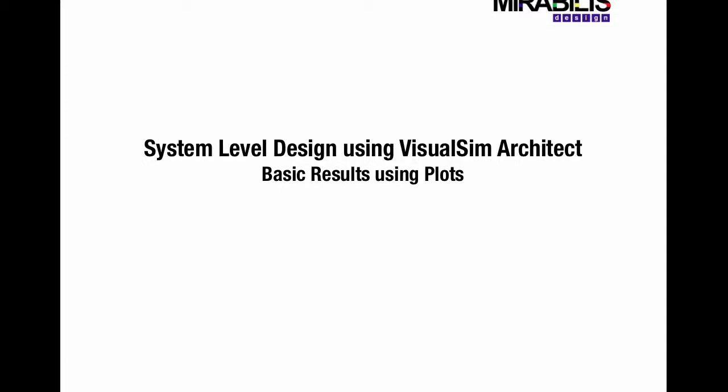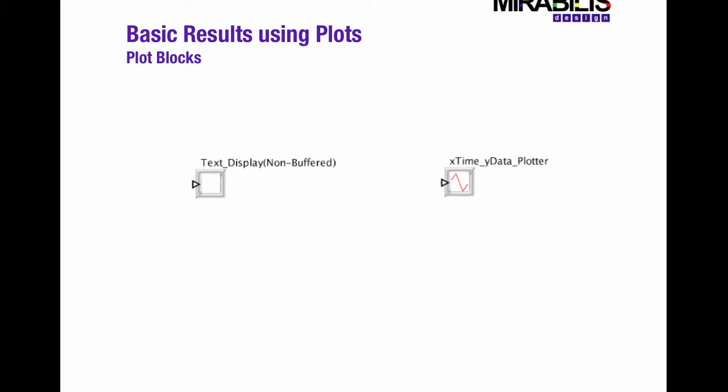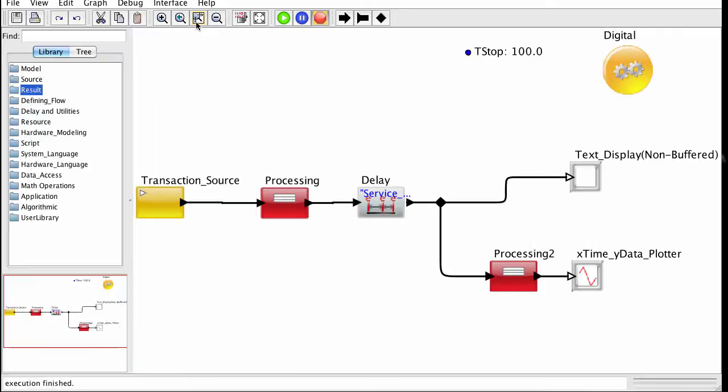The purpose of this video is on using the plot blocks within Visual Sim Architect to look at the basic results of the simulation. The two plot blocks that I'd like to discuss in this video are the text display block and the X time Y data plotter. These two blocks are used quite frequently to view the results of a simulation.